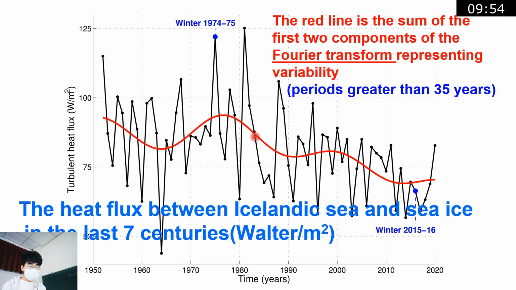And the red line is the sum of the first two components of the Fourier transform, which represents the variability, and the periods are greater than 35 years. And this is the heat flux between the Iceland Sea and the sea ice in the last 7 centuries. And the unit is watts per square meter.